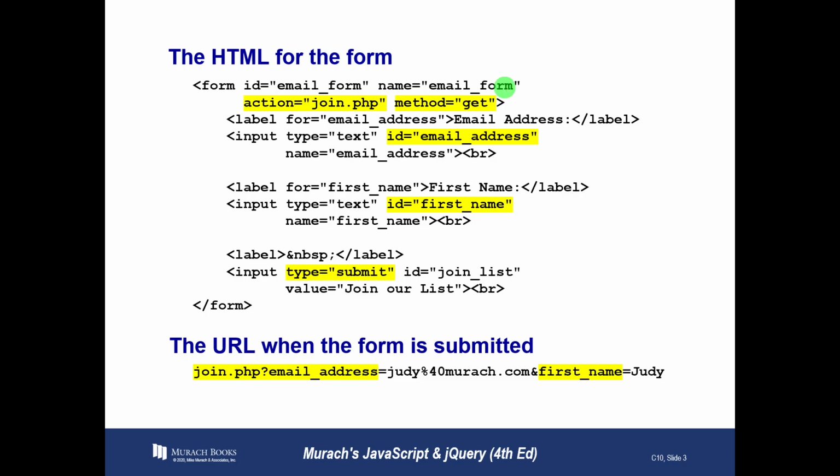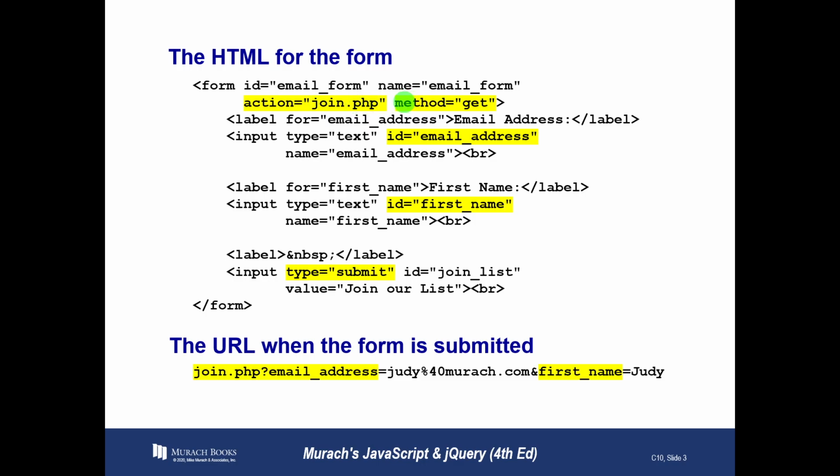But specific attributes for forms is we need an action attribute, and the action attribute specifies when our form is submitted to the server what file is going to process the items that are submitted. In this case, it's sending it to a PHP file called join.php, and that file would run on the server to process whatever contents are submitted from our form.